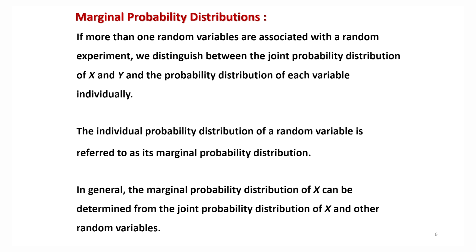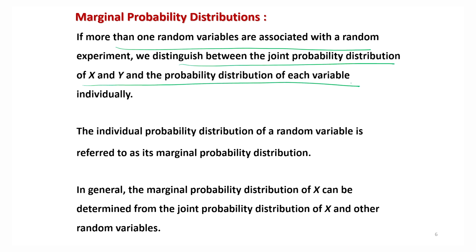So if there is more than one random variable associated with the random experiment, we distinguish between the joint probability distribution of x and y and the probability distribution of each variable individually. That means the probability distribution of x, the probability distribution of y, and the joint probability distribution of x and y. And these individual probability distributions of a random variable are referred to as marginal probability distributions. For example, the marginal probability distribution of x, the marginal probability distribution of y, right?